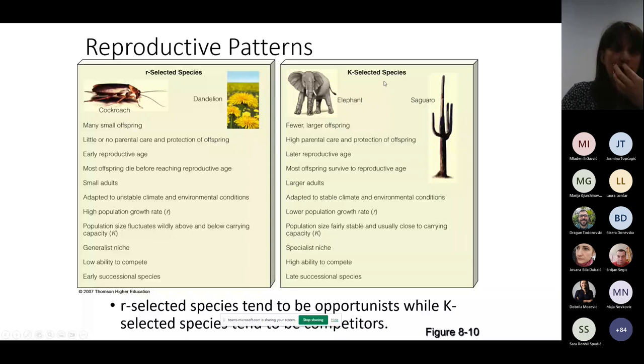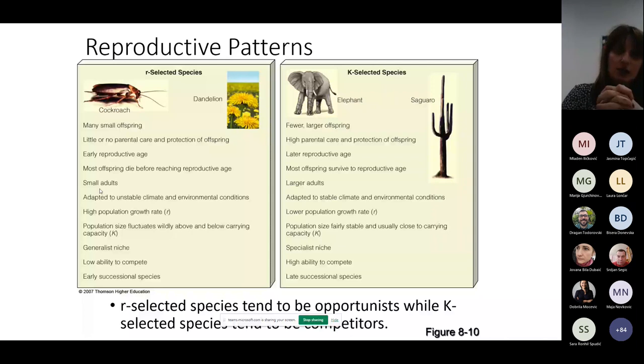So what are r-selected species? Those species have many offspring, but little or no parental care, because their strategy is to produce as many offspring as they can. And this offspring should reach reproductive age as soon as possible. And of course, those are small adults, but this can't be applied to the human population.